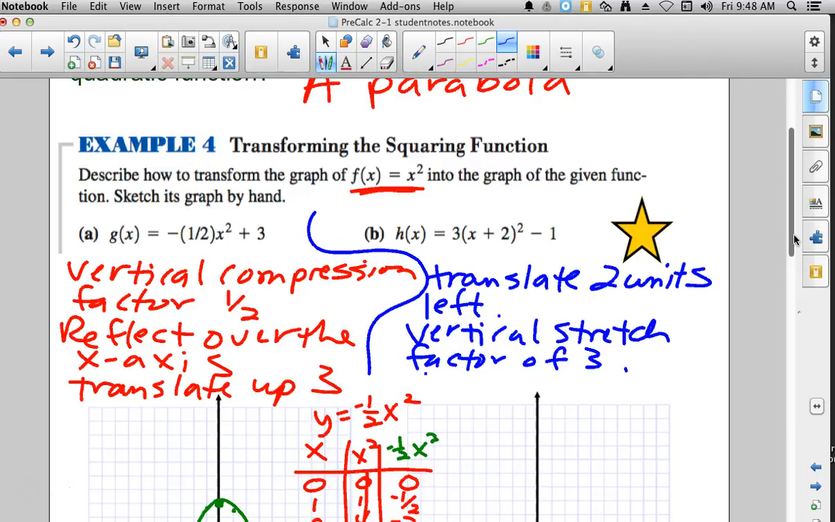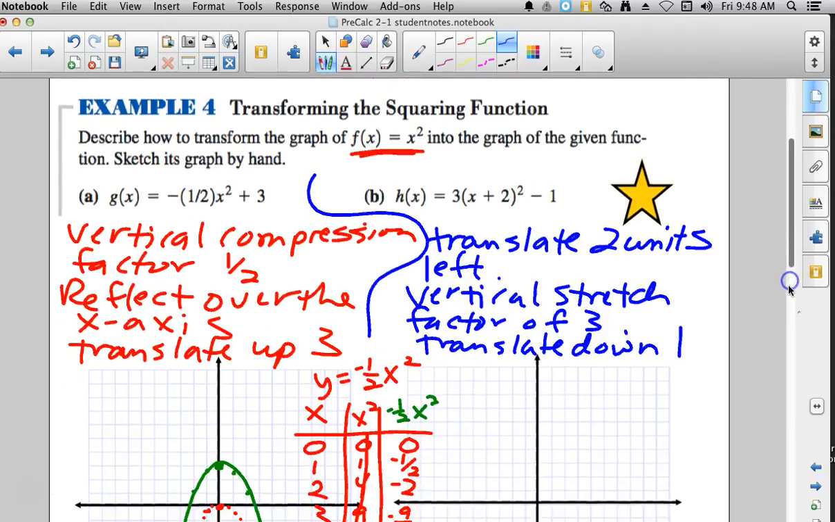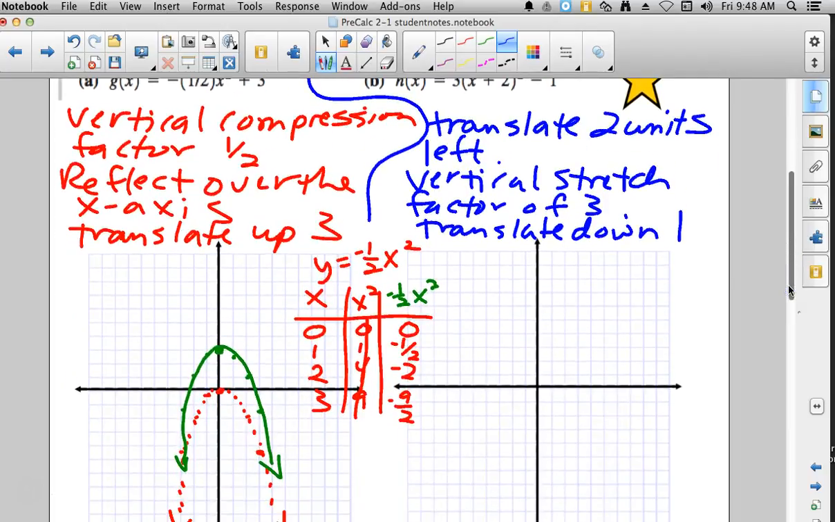Translate down 1. So now we know A is 3 this time. So we could actually kind of just cheat and go back to use this again and say, okay, my new y's would be these numbers times 3. Well, 0 times 3 is going to give me 0. And 1 times 3 will give me 3. And 4 times 3, using this middle column here, would give me 12. And then 9 times 3 would give me 27, which I'm probably not going to graph.